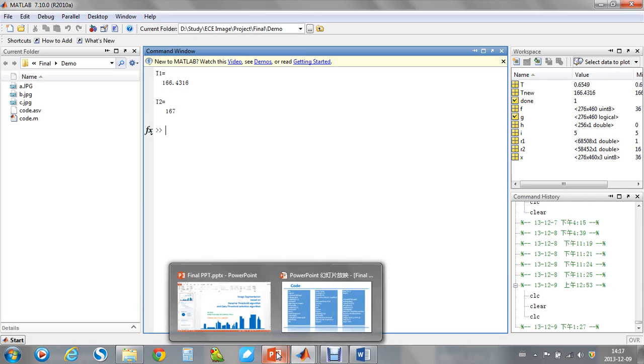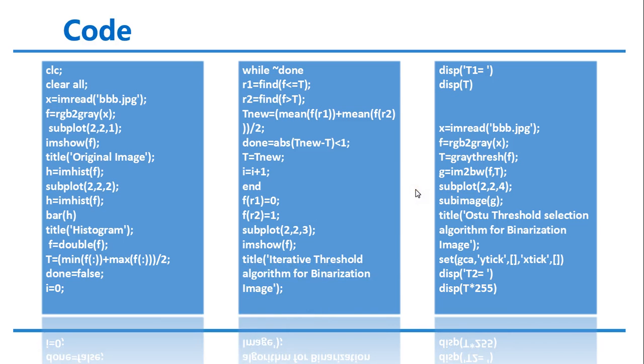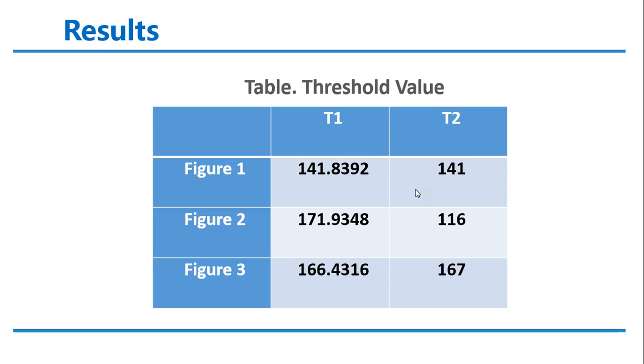Let's go back to my PowerPoint. Here I list a table for the comparison of the 2 values: figure 1, figure 2, figure 3, T1, T2. For the first, it is 141 and 141. Yes, that's very close to each other. The same holds for figure 2 and figure 3. So what can we conclude?